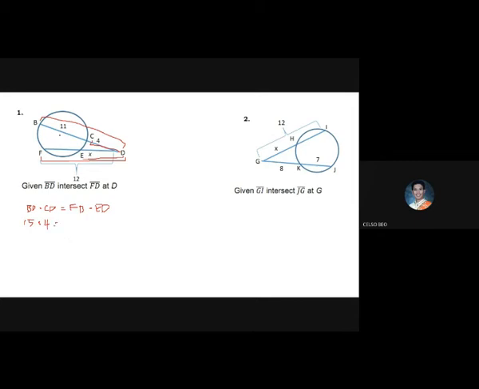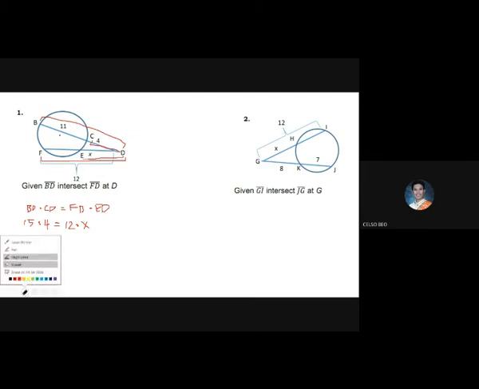Equals, okay, FD. Dahil buo naman yung value na binigay kay FD, FD is equal to 12 multiplied by ED, which is equal to X. Okay, so let us try to solve this. 15 multiplied by 4 will give you 60. Okay, sorry. Ayusin natin.